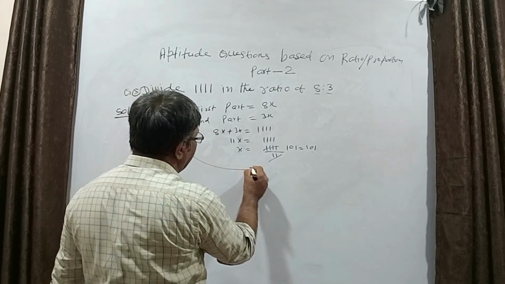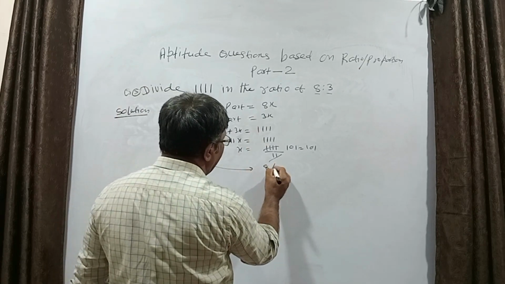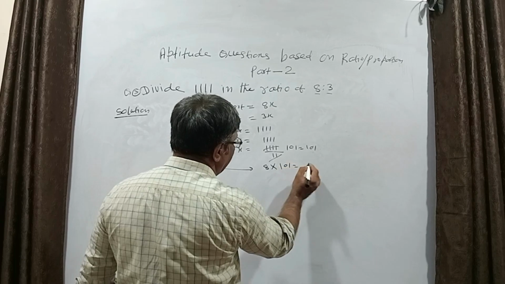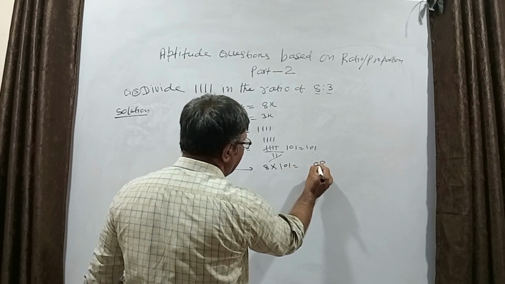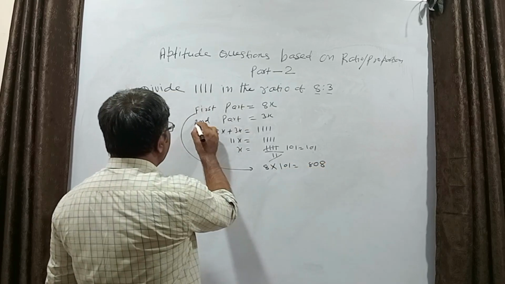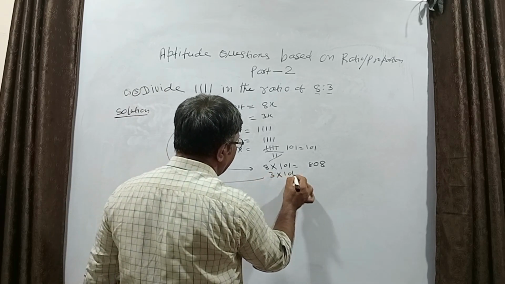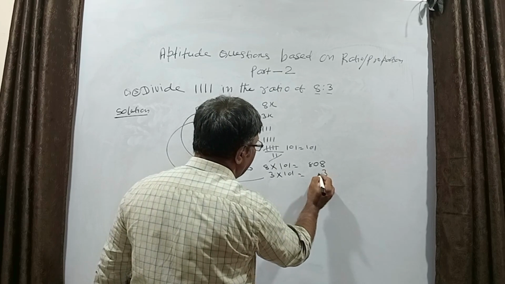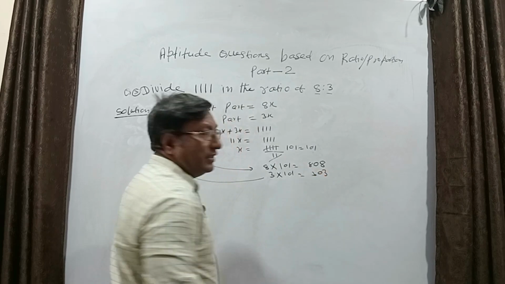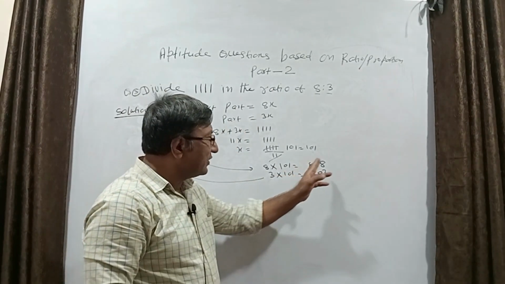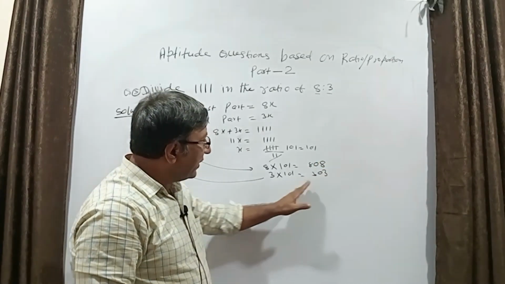The first part is given as 8x, so our answer will be 8 into 101. 8 ones are 8, 0, 8. In the same way, the second part is 3x, so 3 into 101. 3 ones are 3, 0 and 3. So the first part is 808 and the second part is 303.